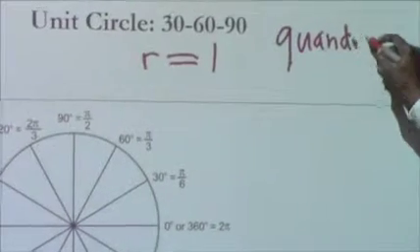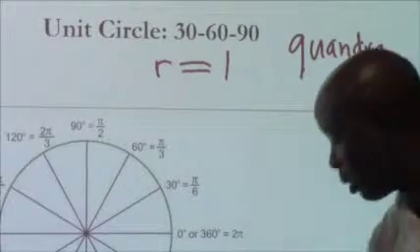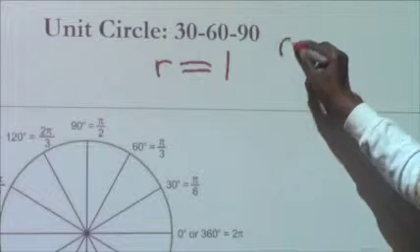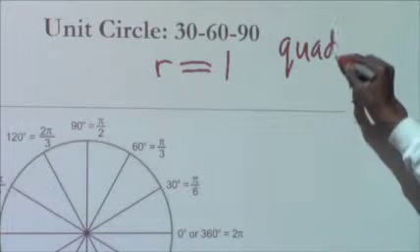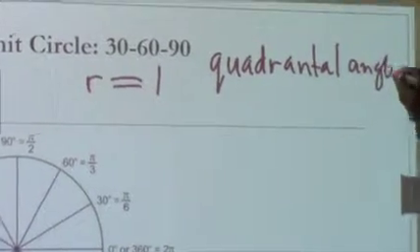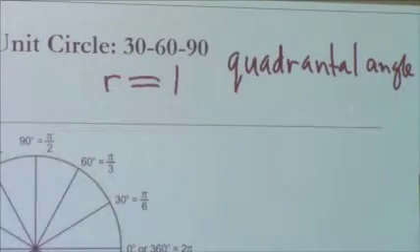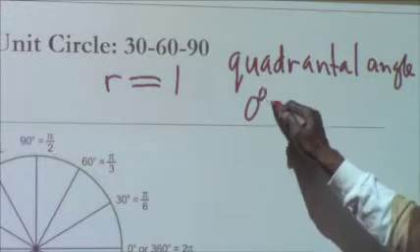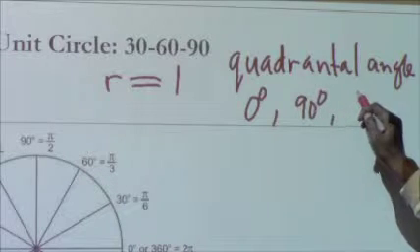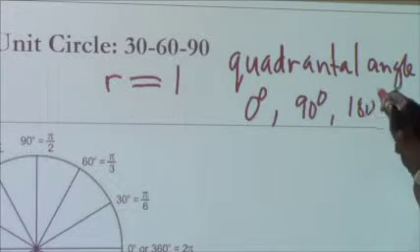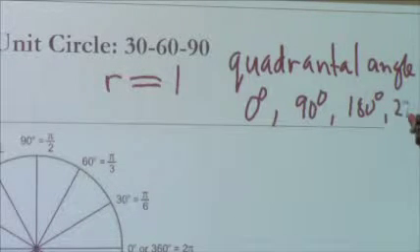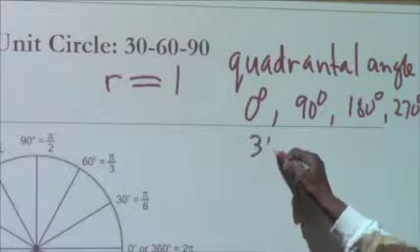I'm going to be interested in just some of these quadrant angles, but I will also talk about other angles. So the quadrant angles are the angles that are on the axis here. For example, we're talking about 0 degrees, 90 degrees, 180 degrees, 270, and 360 degrees.